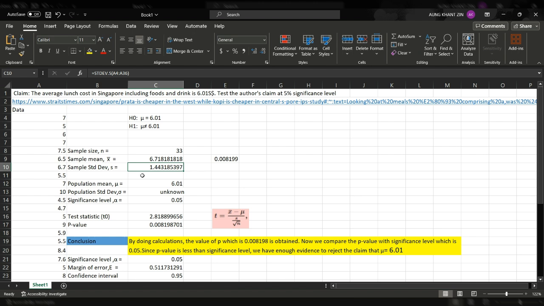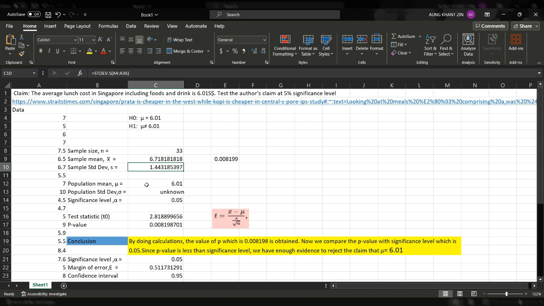So after that, the population mean is 6.01, and population standard deviation, we do not know that. And we are testing the hypothesis at 5% significance level, so the alpha value is 0.05. So to test the hypothesis, we need to know whether we are using t or z-test. In my scenario, we do not know the value of standard deviation, so we are using t-test.